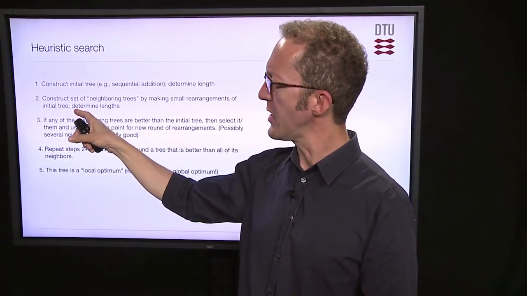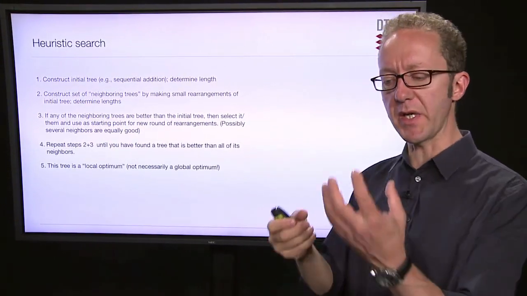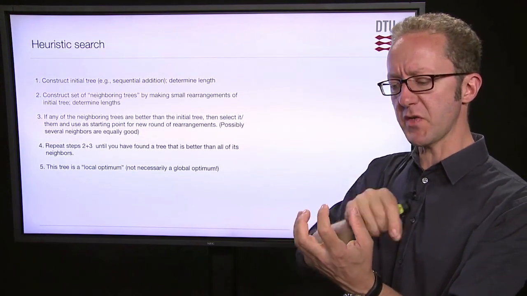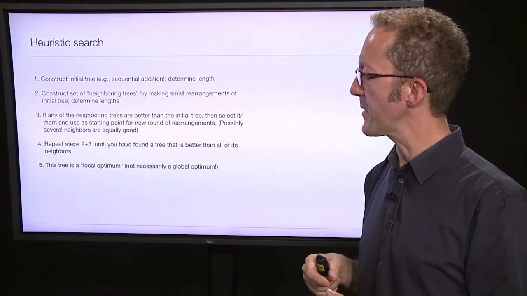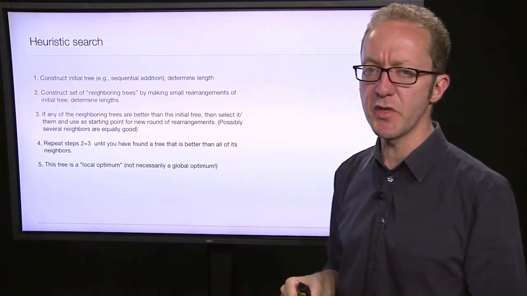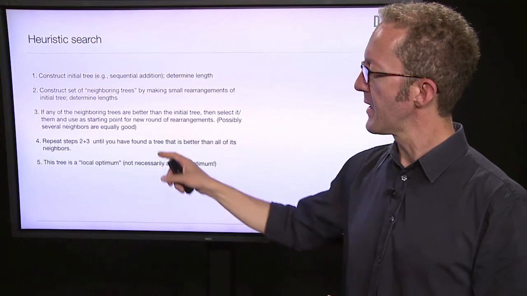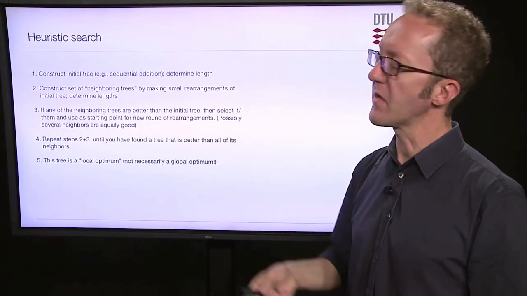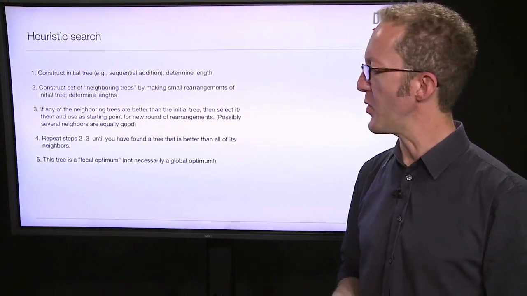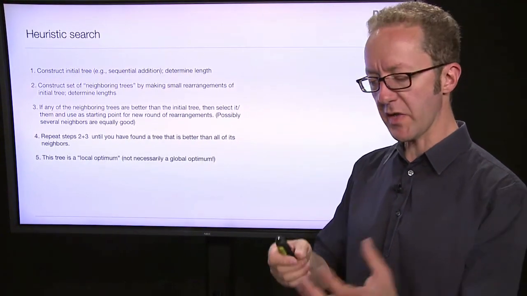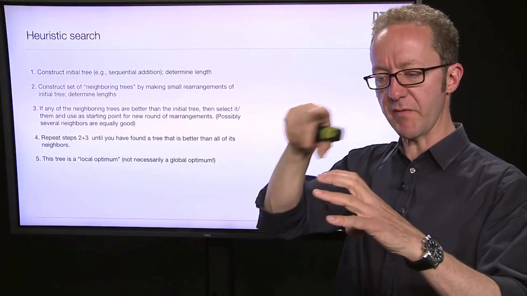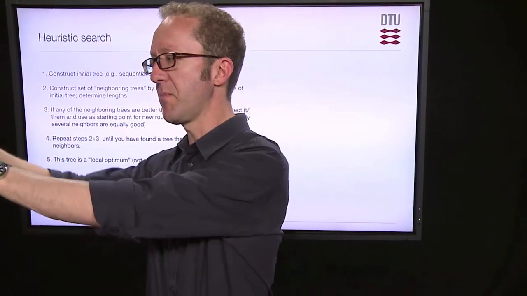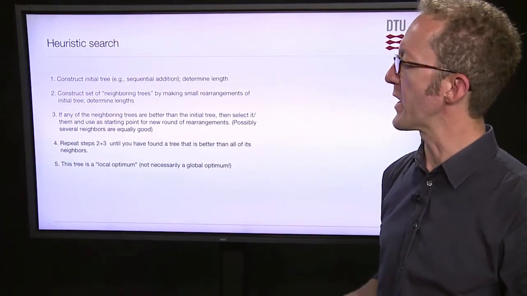Starting with our initial tree, we now make a set of neighboring trees, meaning we take the initial tree, then we move species around a bit, we swap branches and do other small rearrangements of that type. For each of these neighboring trees, we can determine the length. If any of the neighboring trees are better than the original tree, then we can select it and use that as a new starting point for a new round of rearrangements. Okay, so we start with a tree, make a set of neighbors, find one that's better, pick that one, make a set of neighbors to that, pick the best one, and keep going like that.